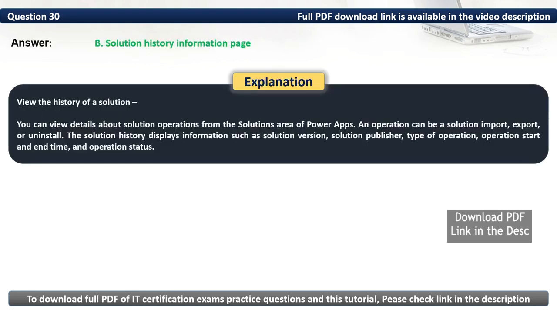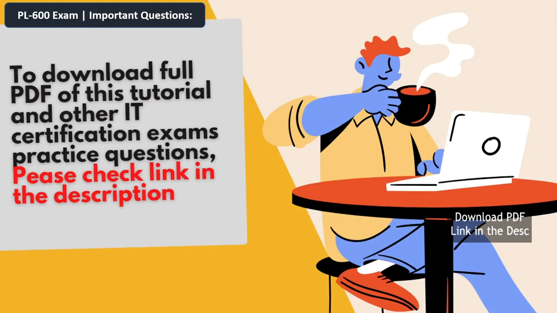View the history of a solution. You can view details about solution operations from the solutions area of Power Apps. An operation can be solution import, export, or uninstall. The solution history displays information such as solution version, solution publisher, type of operation, operation start and end time, and operation status. These were all the questions for this video.